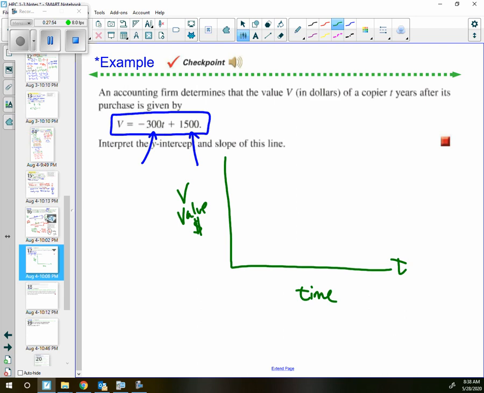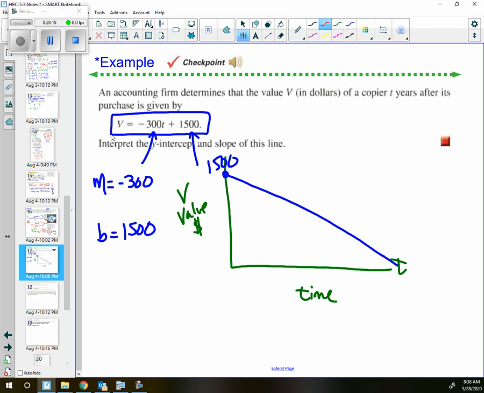Can you tell me what the slope is? Which number represents the slope? Well, it's negative 300, and then the b is 1,500. So this is starting at $1,500. And what is it doing? It's going down $300 each year. Okay, so not exactly to scale, but just to get the idea. The value of the copier is decreasing, of course, because it gets old.